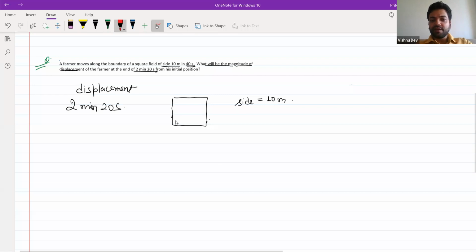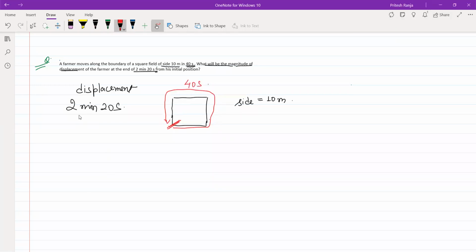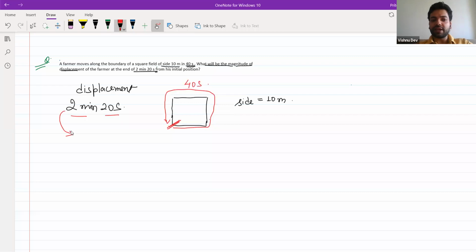So what is happening here? The farmer is starting at this point and completing a full square in how much time? 40 seconds, right. Now, in 2 minutes 20 seconds, let's convert it into seconds so that we can see where the farmer will be. If you convert to seconds, you get 140 seconds, that is 2 minutes plus 20 seconds. This is clear, 140 seconds.